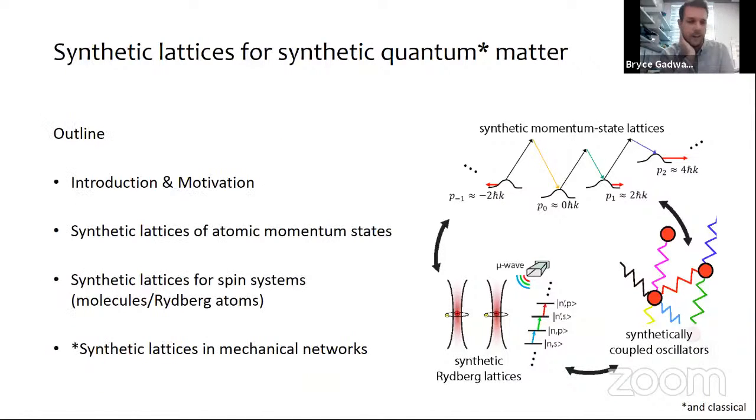So here's a quick outline. I'll briefly give you some introduction of why one might want to use some non-standard degree of freedom as a lattice site and what new abilities that might give you. And then I'll describe these three platforms. So the test bed we've been using, synthetic lattices of momentum states, and then some new directions that we're pushing this with Rydberg atoms, maybe potentially molecules, and then mechanical networks.